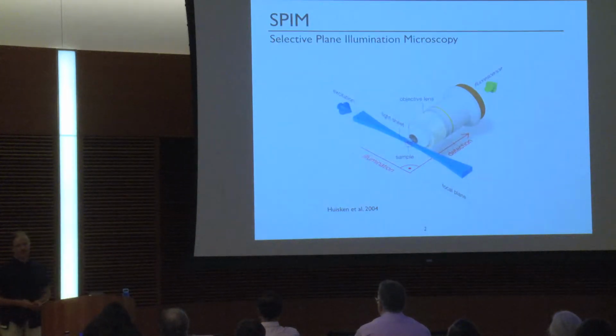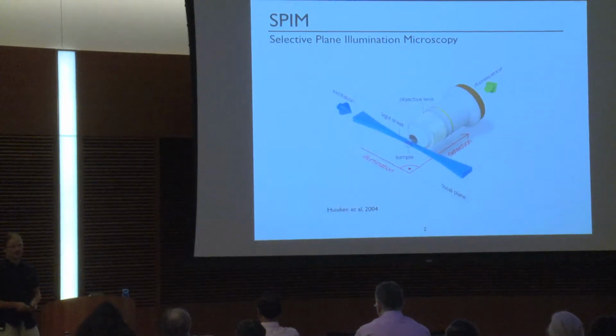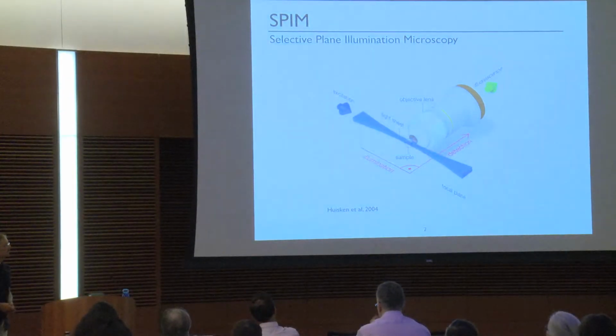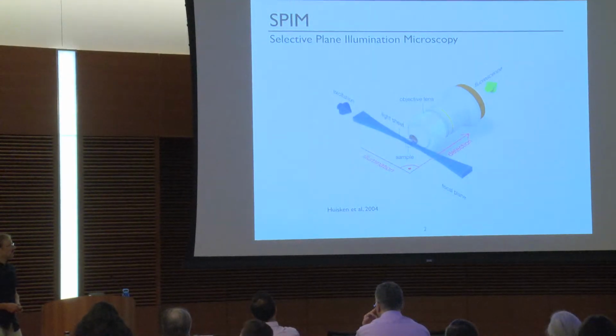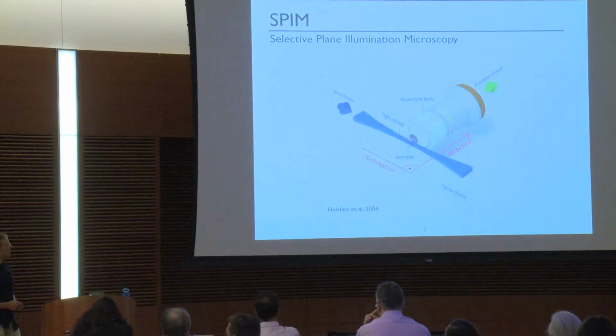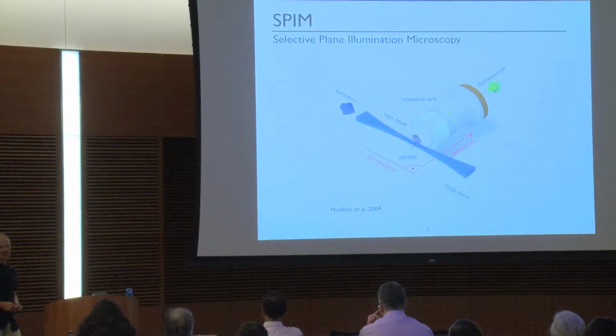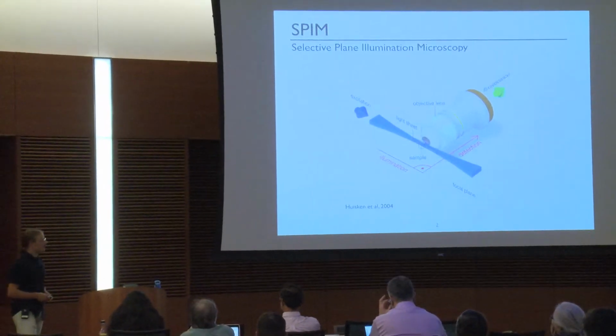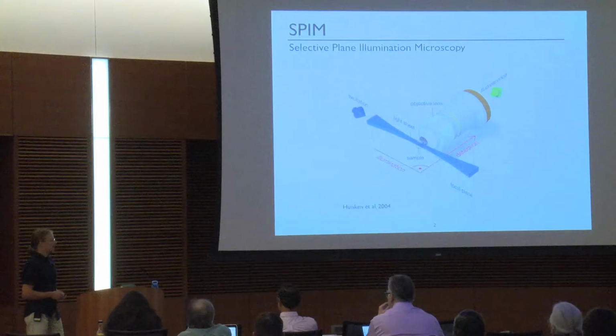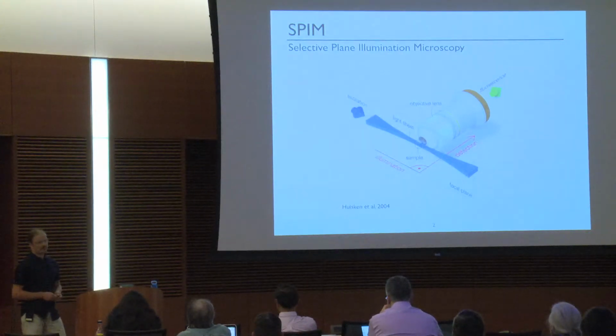So the data we are using come from SPIM, so a selective plane illumination microscope. And just briefly, in SPIM, the sample is usually illuminated from the side. So a thin sheet of light illuminates a single plane in the sample. And the light from that plane is then detected through a detection objective and captured by a camera.